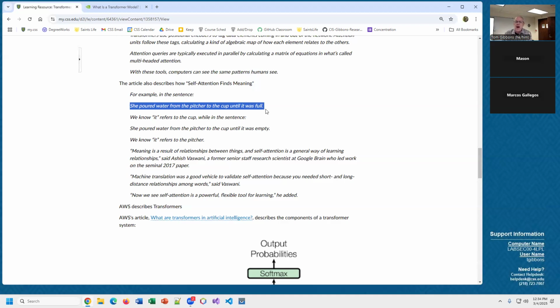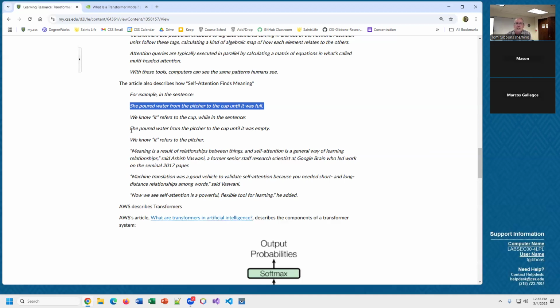And this is where attention matters, where we're trying to say, how do these words relate to each other? Poured and water and pitcher and she and cup and full and it and until. How are these all related to each other? 'It' refers to the cup until it was full, it being the cup, because the water is going from the pitcher to the cup in this example.